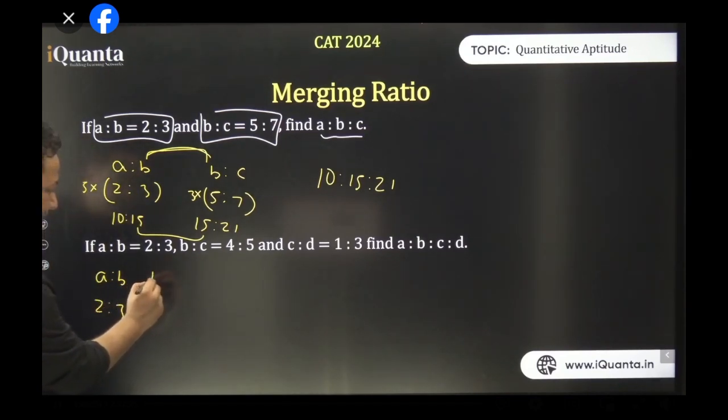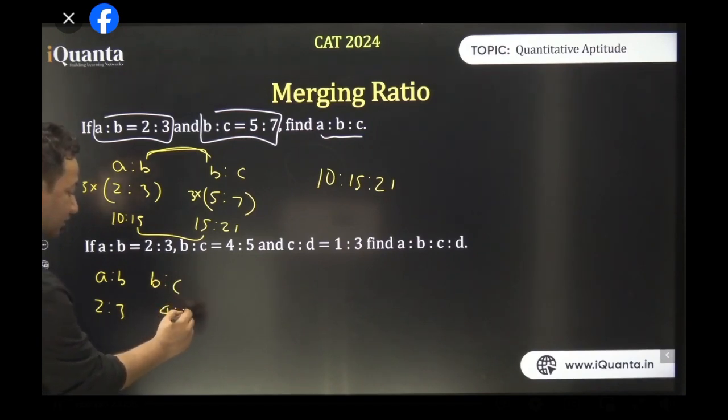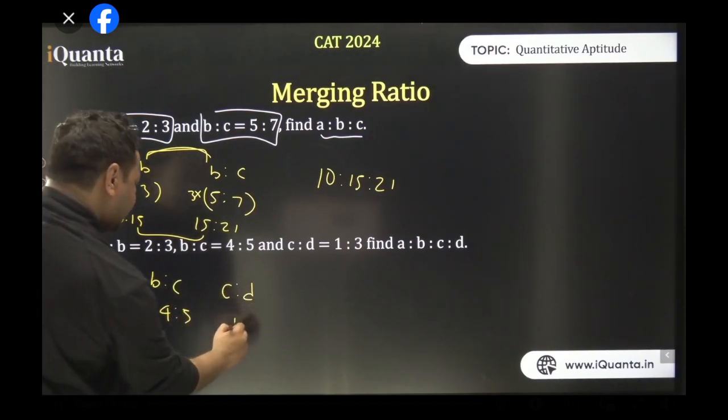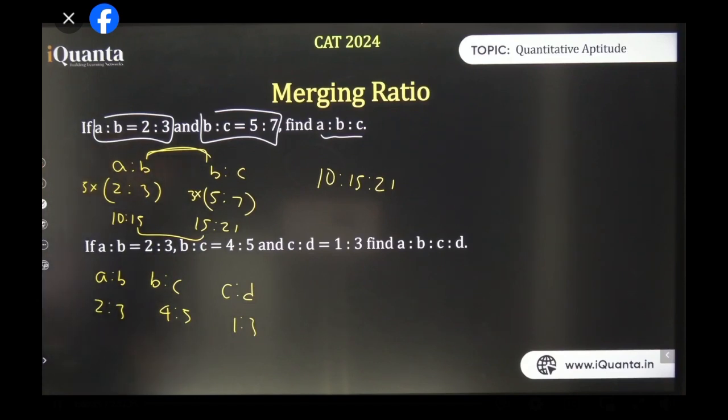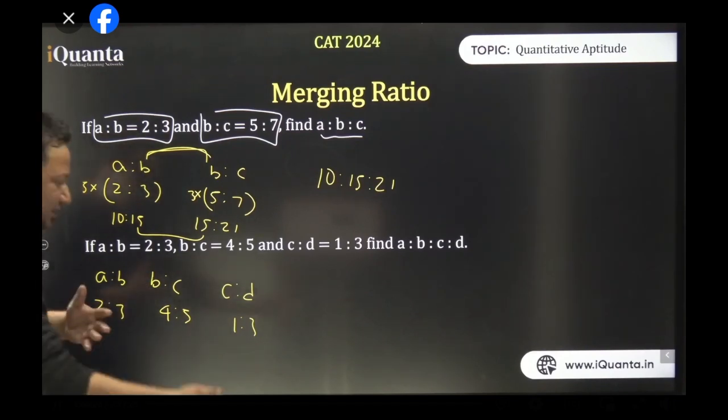B is to C is how much? 4 is to 5. C is to D is 1 is to 3. We need to find A is to B is to C is to D. In this question, automatically you will understand for both of them. Okay, so let us try to do it from the right hand side.